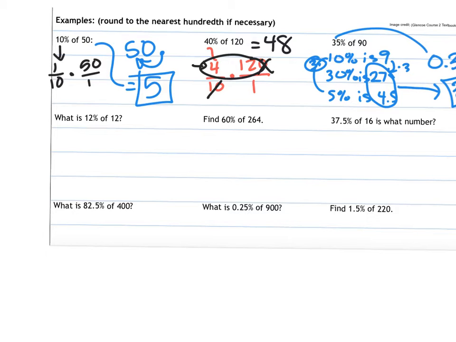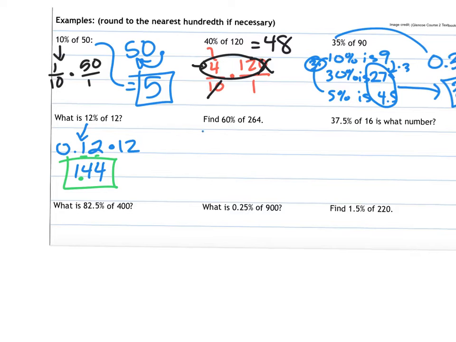12% of 12, so maybe on this one I just decide to change this to a decimal, which is move my decimal 2 places to the left. So 12% of 12. And I multiply, and again, I know that 12 times 12 is 144. 2 digits behind the decimal there, so it'd be there. So 1.44 is 12% of 12.